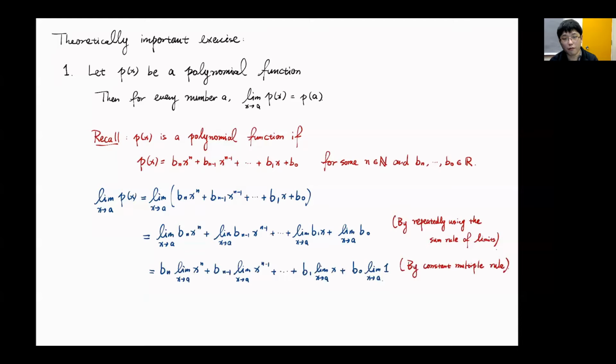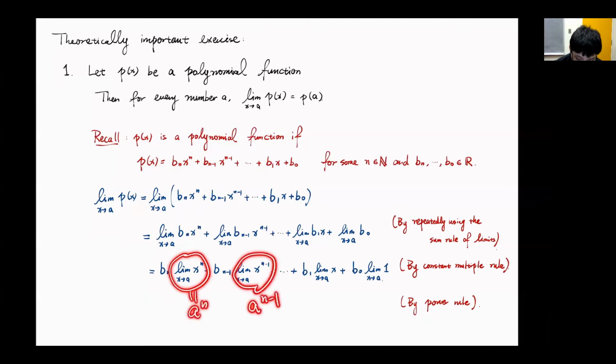Okay, then finally, I can use the power rule to handle each individual limit. Remember, the power rule tells me that if x is approaching a, then x to the nth power will approach a to the nth power. That way we know the first one is simply going to be a to the n, this one is simply going to be a to the n minus 1, and all the way down to a to the 0, namely equal to 1 as well. You could either use the power rule or use the limit of constant functions.